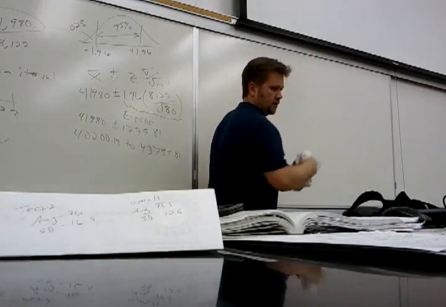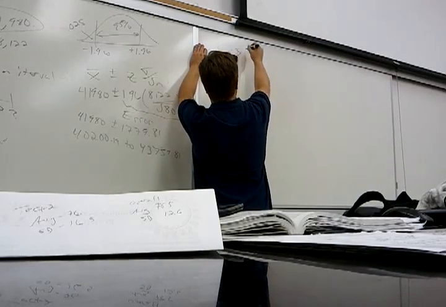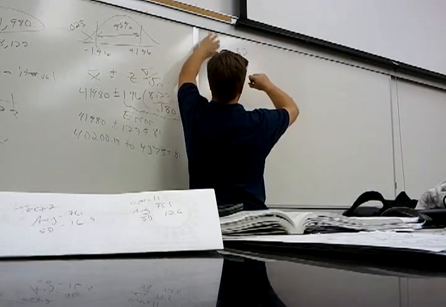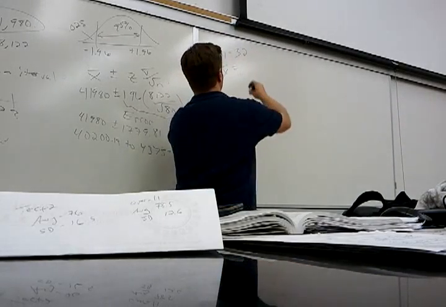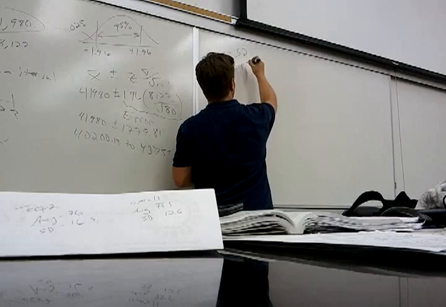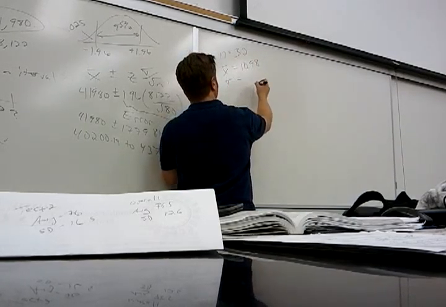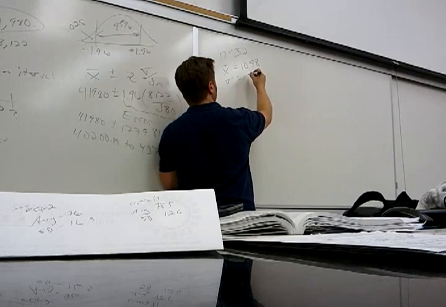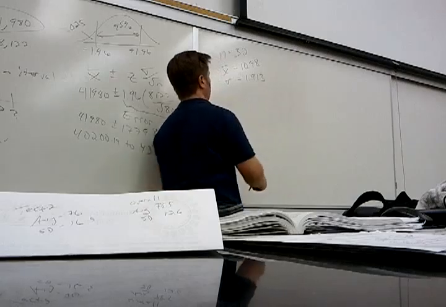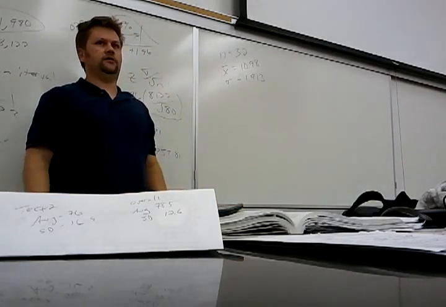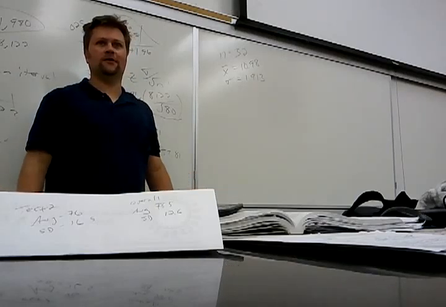So say we take a sample of 32, and we find an average shoe size of 10.98. And we know the standard deviation of shoe sizes is 1.913. These are men's shoe sizes, by the way.